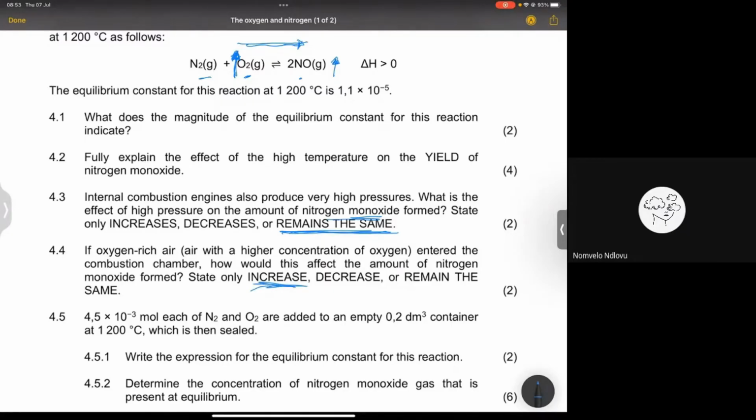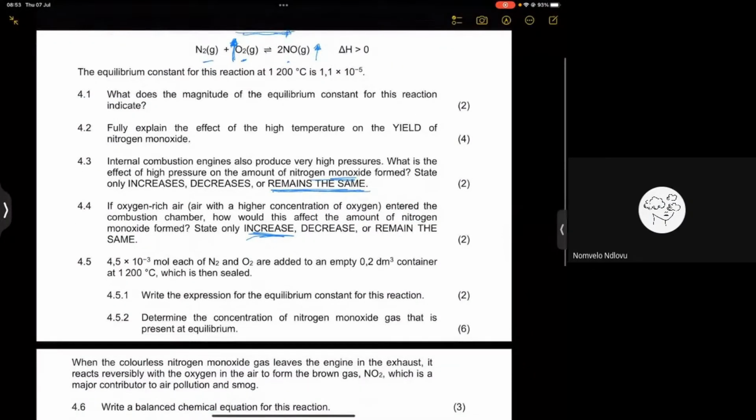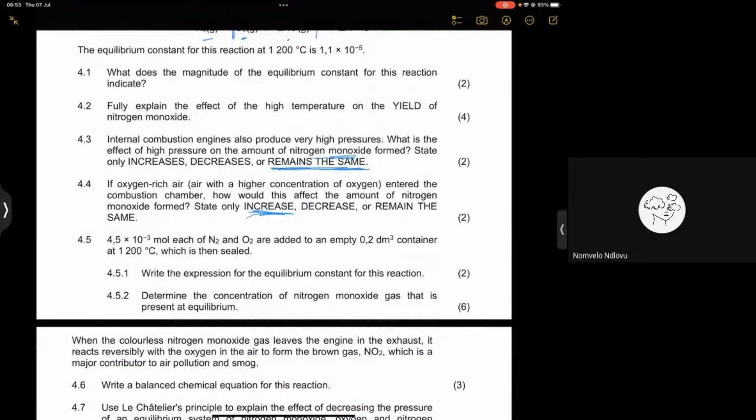Okay. Right. Now, we're going to get to the part where we are talking about the equilibrium constant. Right. So they say 4.5 times 10 to the minus 3 moles of each nitrogen and oxygen are added to an empty 0.2 container, which is sealed. They say write down the expression for the equilibrium constant for this reaction.